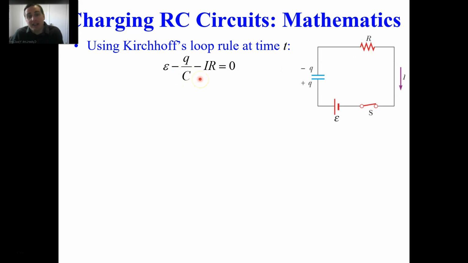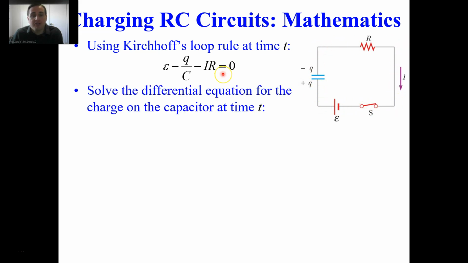So we get exactly this equation. The EMF minus Q over C, because that's the voltage drop across the capacitor at any moment, minus IR equals 0. So if we start in the lower right-hand corner and go clockwise, this is exactly what we should have via Kirchhoff's loop rule. That is to say, the voltage is uniquely defined. All the forces here are conservative. Solve this differential equation for the charge on the capacitor at time t.